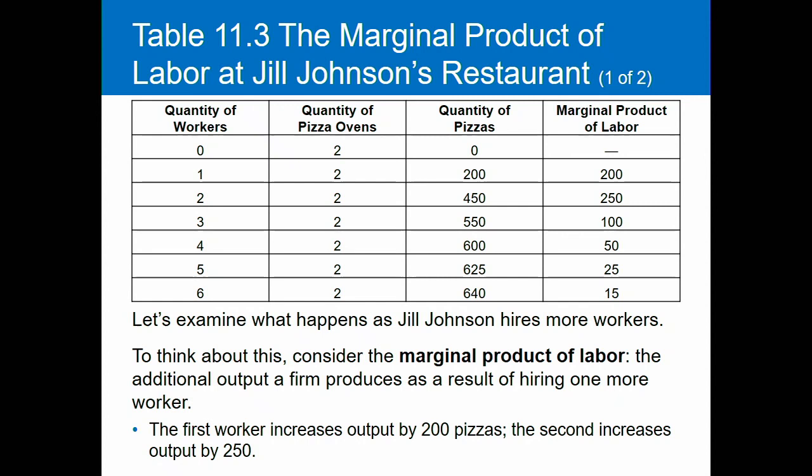So you go from 2 to 3, we go from 450 pizzas to 550 pizzas. The difference there is only 100. So the marginal product of labor is 100. Then it goes down to 50, 25, 15. So as we add more and more workers, after a certain point, we end up with a smaller marginal product of labor. Can anyone guess why this is the case?